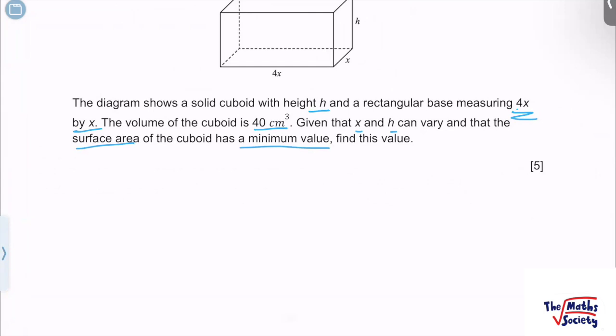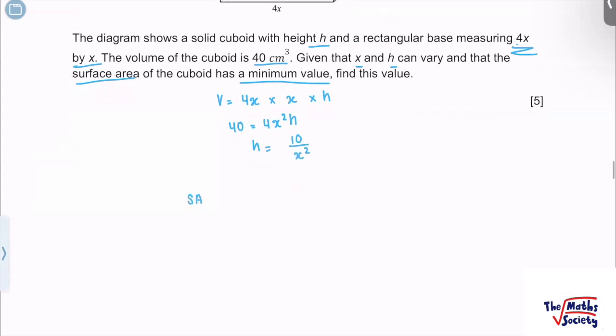So we know the volume is equal to base times width times height. So that's going to be 40 cm³, and that's equal to 4x squared h, right? So then h is just going to be equal to 40 divided by 4, so that's 10 over x squared. So that's your h.